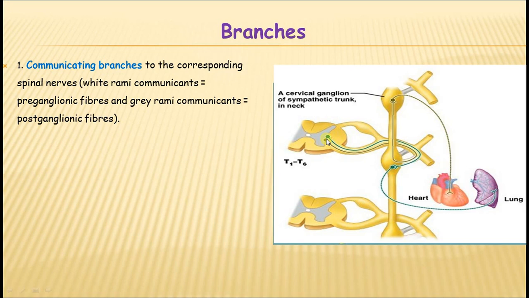They might terminate in 3 different ways. One is they will come and relay in the ganglion. The other way is they might ascend above and below to the upper and lower ganglia. So one preganglionic fiber is thought to connect many sympathetic ganglia, so thereby the effect is widespread. So they might relay in the same ganglia, or they might ascend or descend to the ganglia above and below. Sometimes they might also go via the collateral ganglia.